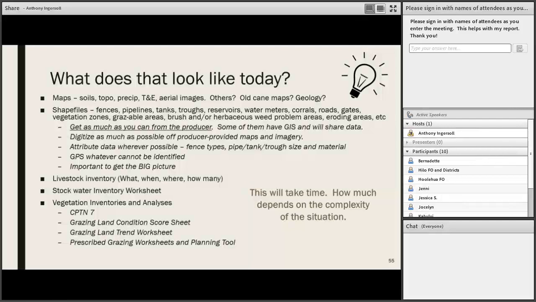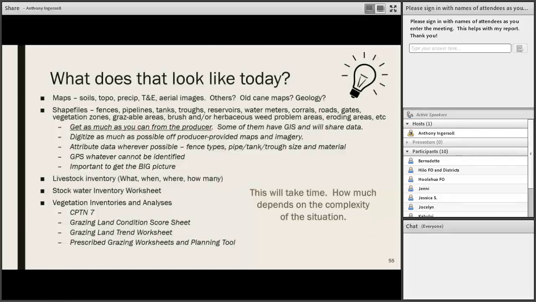I'm the first to acknowledge that this work can really take some time, depending on the complexity of the situation, what the producer that's signing up is coming in with. If they're coming in with 20 acres, that's one thing. If they're coming in with 200 or 500 or 8,000, that's another. And so it is really important to get the big picture.